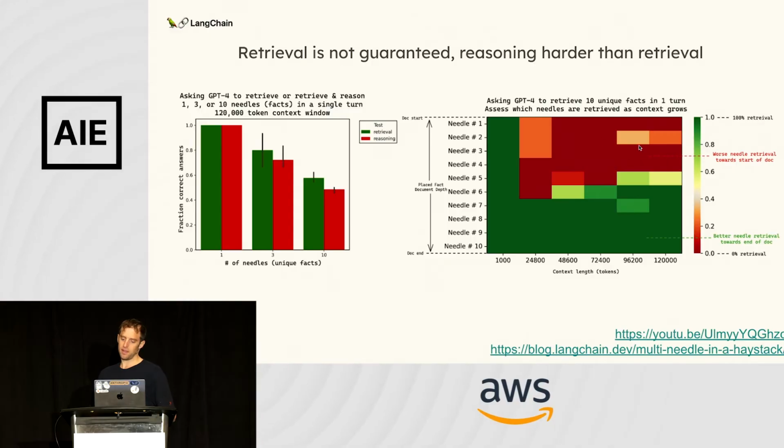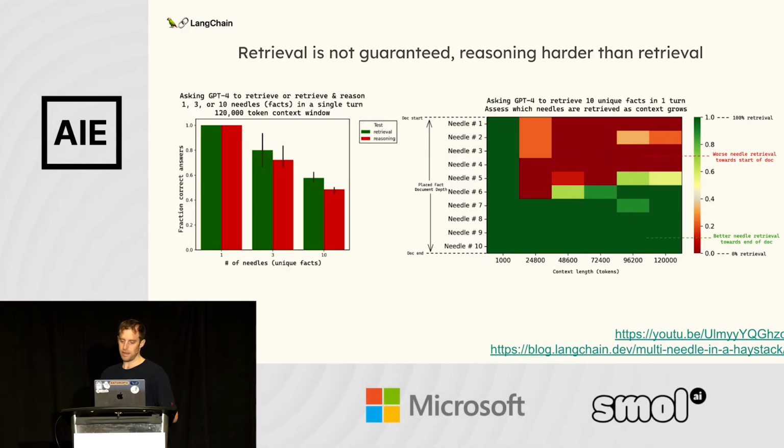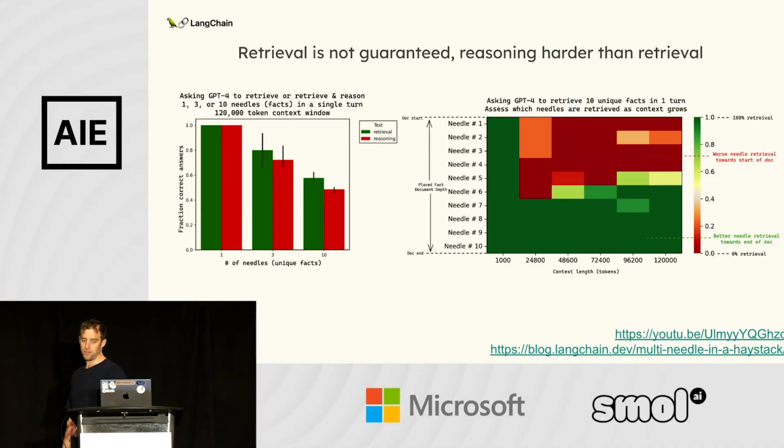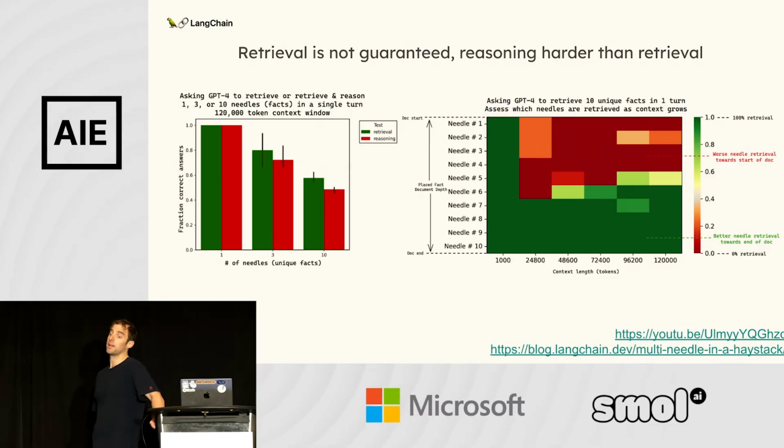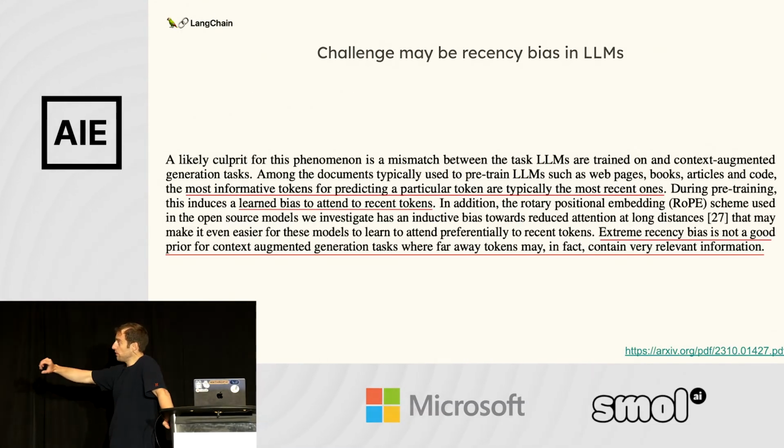So basically, this is telling you how long the context is, 1,000 tokens all the way up to 120,000. And then here's the needle placement, so 1 to 10. So this red means you couldn't retrieve it. And what I found is actually it doesn't get them towards the start of the document. So the retrieval gets worse if the needle's at the front.